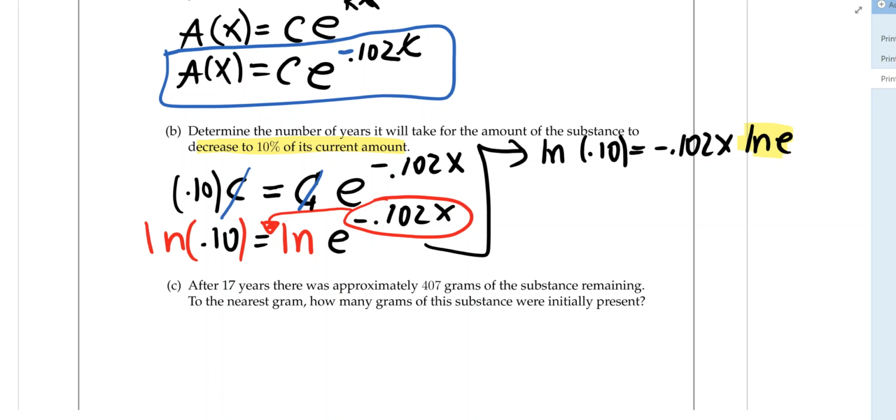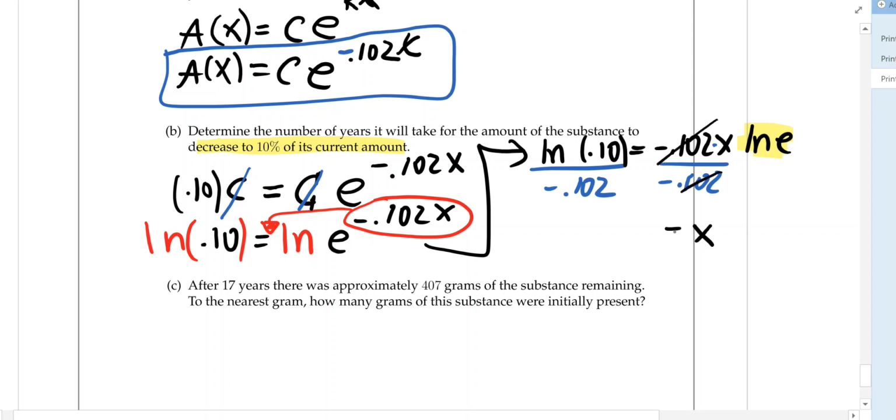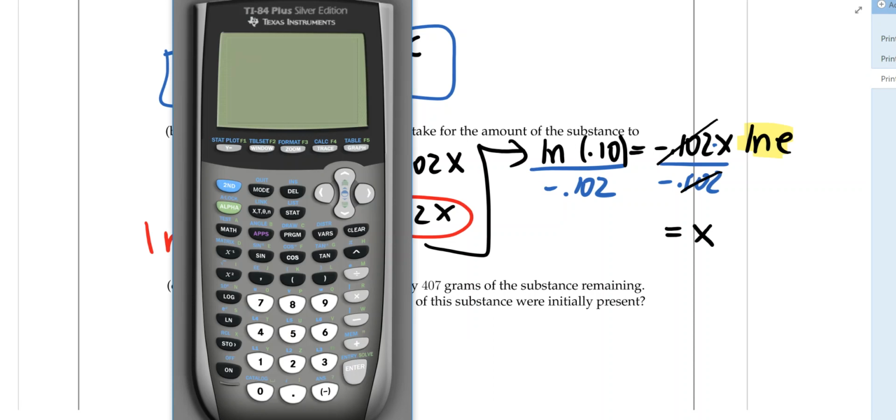So then to solve for x, since it's multiplied by negative 0.102, I need to divide both sides by that. So then this goes away with that. So on this side, I'll have x equals this. So this will be the exact answer. And to get the approximation, we'll put that in the calculator.